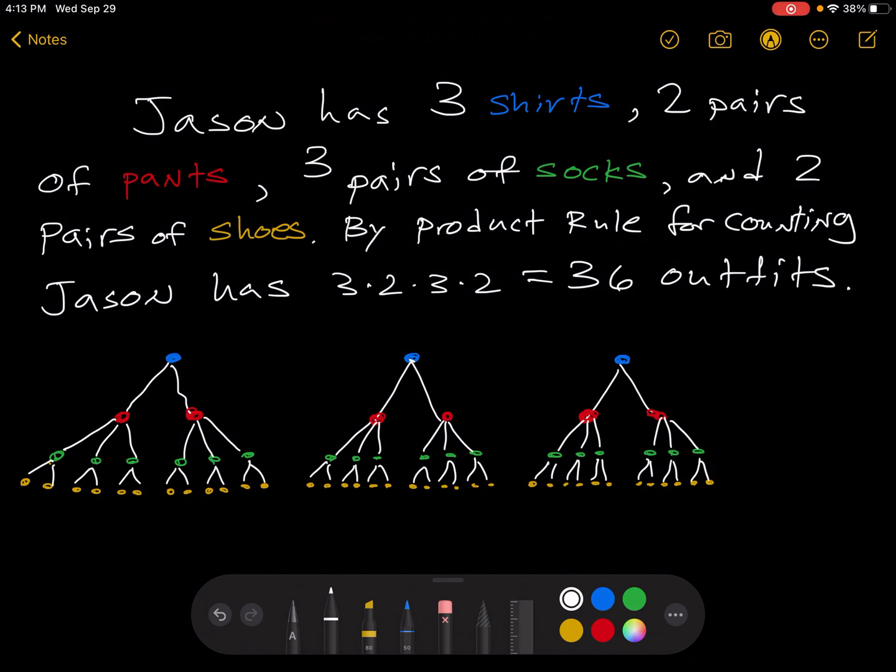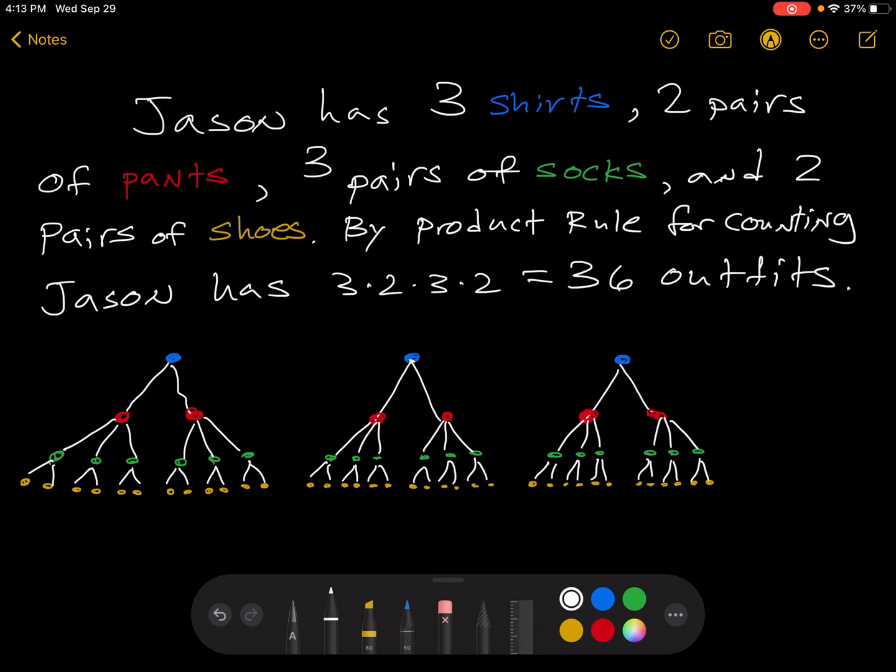All right, and so now, if you think about this, each one of the leaves in my trees, in one of these 3 trees that corresponds to each of the different choices I had for a shirt, each of those leaves corresponds to one of the different outfits that I could wear.